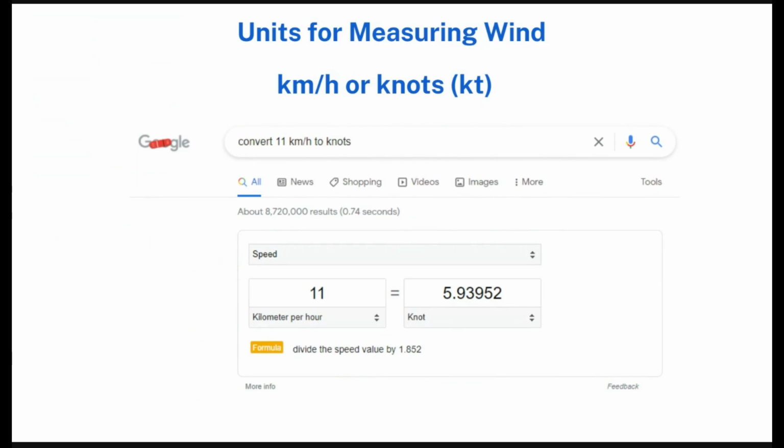So you can start to see, if you're looking at a forecast that says 6 knots and you're thinking that it's kilometers or kilometers per hour, we're going to have a very big discrepancy in what we're actually going to find when we get out there. So it's really important to understand the units that we're working in and have a quick understanding of how we can convert back and forth.